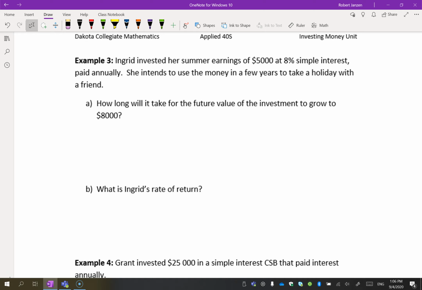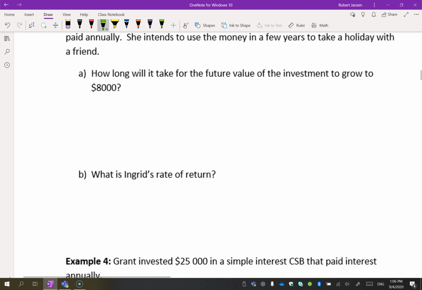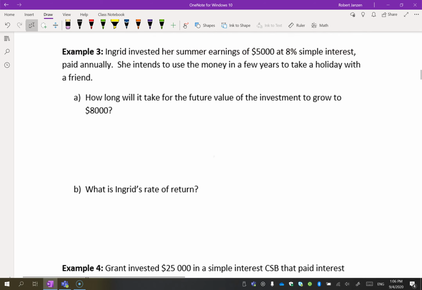All right, let's do a few more questions here. Ingrid invested her summer earnings, $5,000 at simple interest, paid annually. She intends to use the money in a few years to take a holiday with a friend. How long will it take to get $8,000? Okay. If she needs to get $8,000, how much does she have to earn?